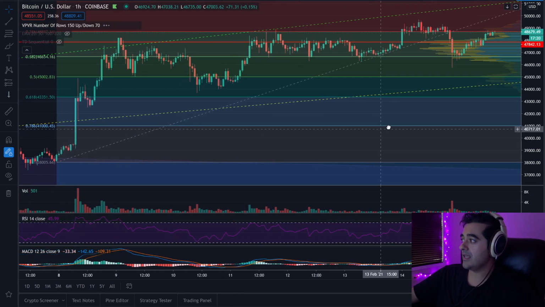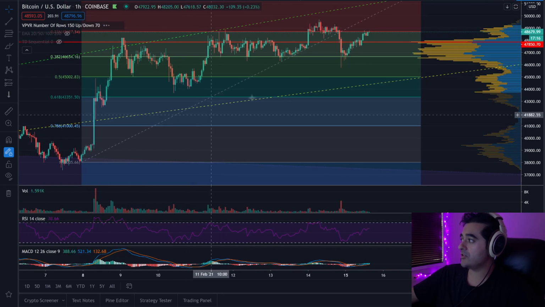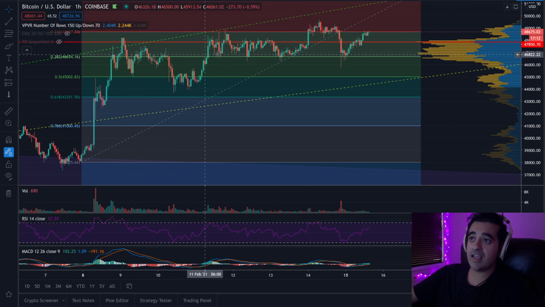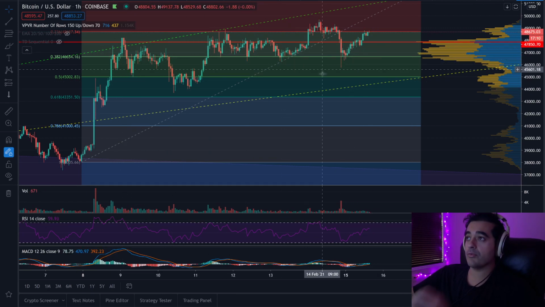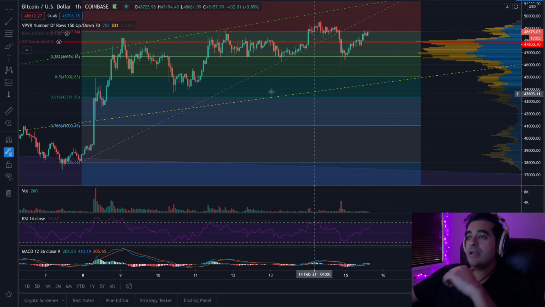So if I zoom in, the .382 line here, this green line, has been used as support numerous times. It was used as resistance here, and then it was used as support the whole way through. Now we're trying to break past the 42.8 level. Now, what does this tell us?